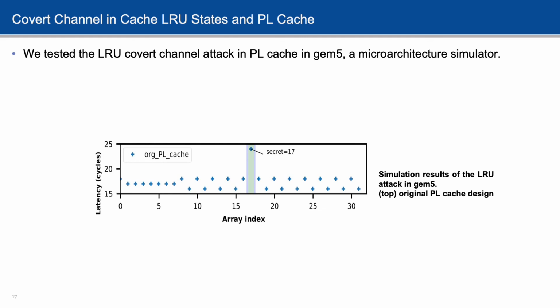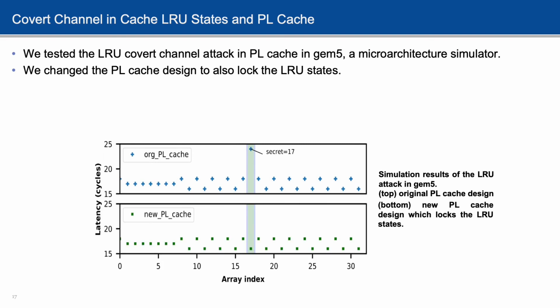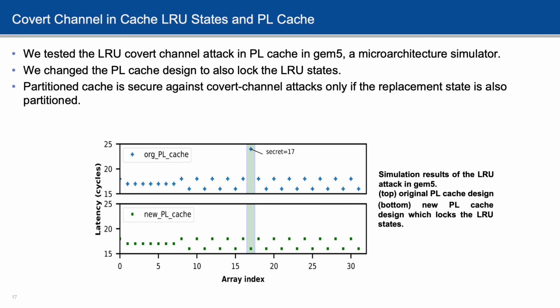In our work, we test the LRU covert channel attack in the PL cache in gem5, which is a microarchitecture simulator. Not surprisingly, we can retrieve the secret by observing latency from the attacker. To mitigate such an attack, we change the PL cache design to also lock the LRU state. And after that, we mitigate the attack. The takeaway here is that partitioned cache is only secure against covert channel attacks if the replacement state is also partitioned.